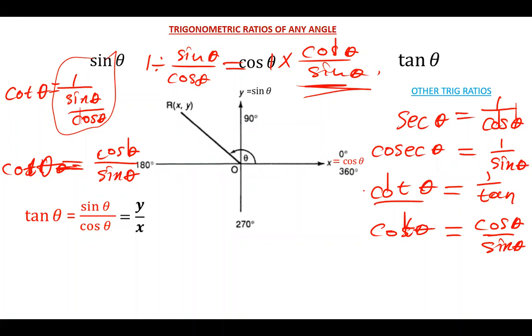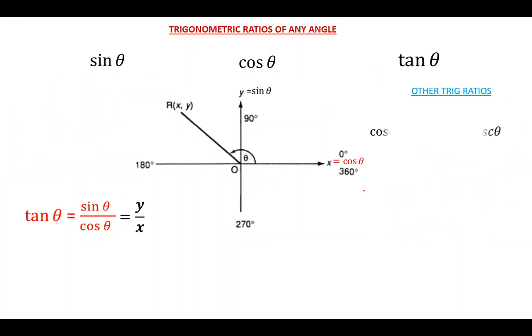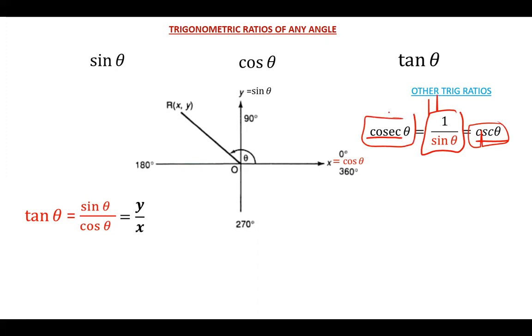All right, so let's quickly look at this. Cosec theta is simply the same as 1 over sine, which can also be abbreviated as CSC. So whenever you see this or that, they simply mean the same. Wherever you find this, you can easily replace it with that. It's still the same.